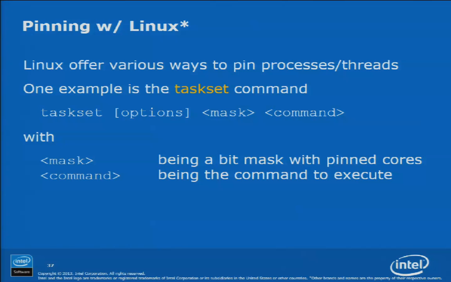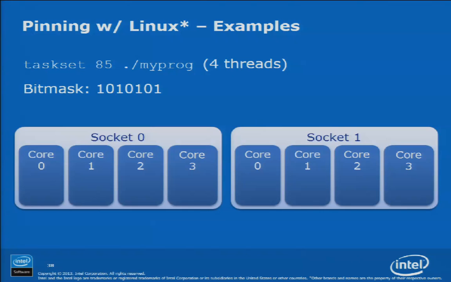Okay, how can you achieve that? The easiest way is the taskset command. It's really easy. taskset, pinning mask, program. Let's say it starts 4 OpenMP threads. If you do bit mask 1, 0, 1, 0, 1, this is for core 0, core 1, core 2, core 3, core 4 on the next socket. So this would give you that kind of thread placement. It's like scattering the application process across different sockets and different cores. And by the way, this is the bit mask for 85.